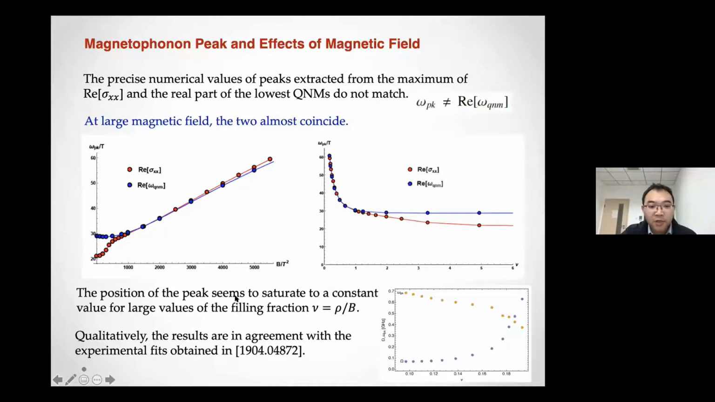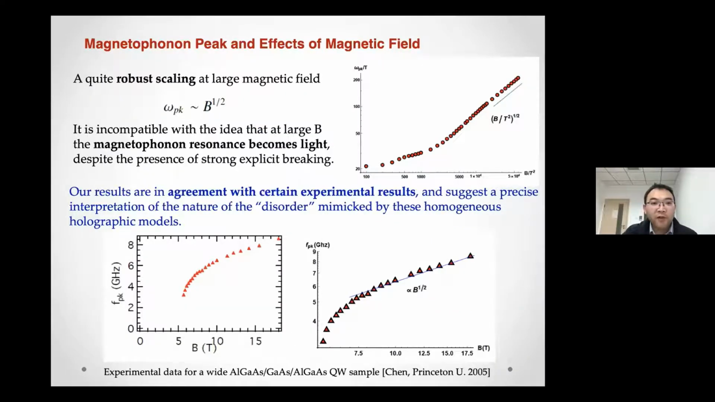Actually, the position of the peak seems to be a constant for large values of the field, given by the ratio of rho divided by magnetic field. Quantitatively, this result is in agreement with the experimental fit observed in this paper.